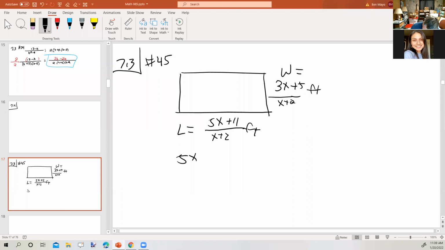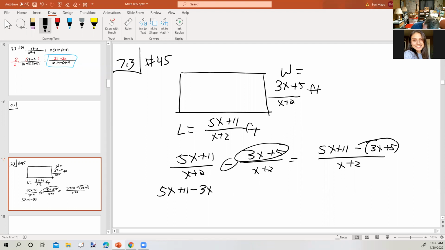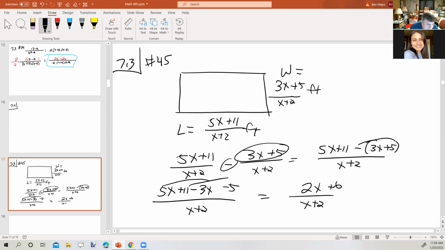We're going to take (5x plus 11) over (x plus 2) minus the quantity (3x plus 5) over (x plus 2). Recall that when we're subtracting a quantity, we need to either parenthesize the quantity or distribute the subtraction to start with. I'm going to parenthesize it. I don't know if that's a word, parenthesize. So we initially get that. Then distributing the subtraction, we get 5x plus 11 minus 3x minus 5, over x plus 2. Combining like terms, we get (2x plus 6) over (x plus 2).